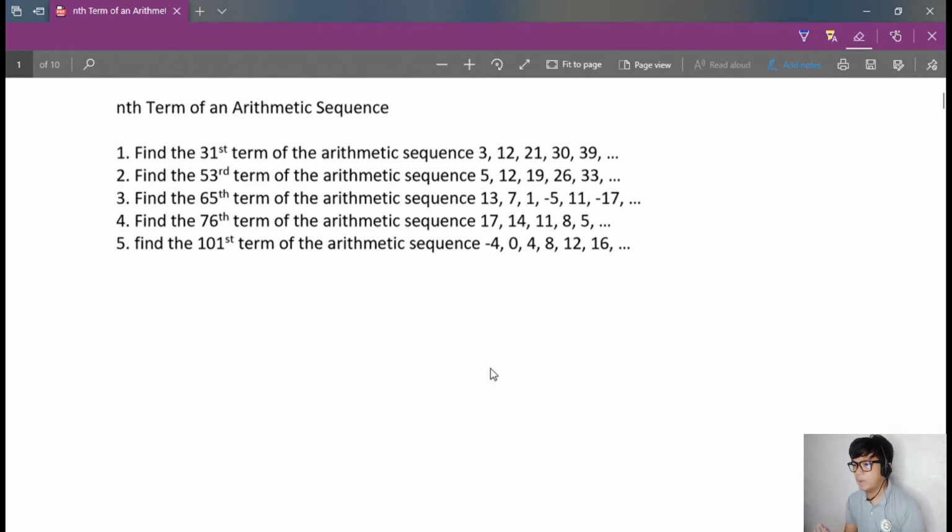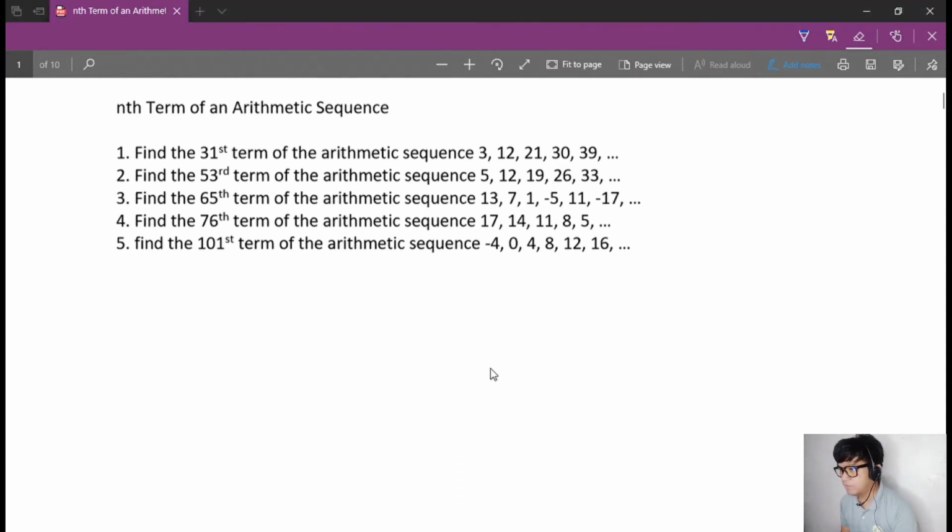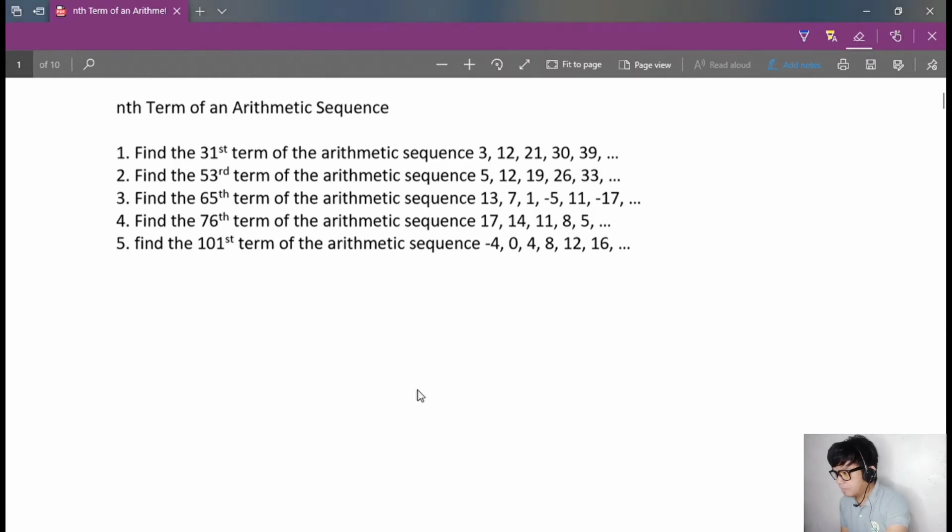Good day! Welcome sa pangatlong module natin, which is the nth term of arithmetic sequence, and we are also going to discuss the arithmetic means. So last week, tapos na tayo sa pag-discuss ng meaning ng definition ng arithmetic sequence. We also discussed the formula of an arithmetic sequence. Now, meron tayong tinatawag na nth term of an arithmetic sequence.